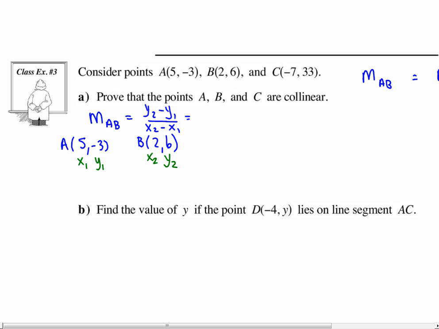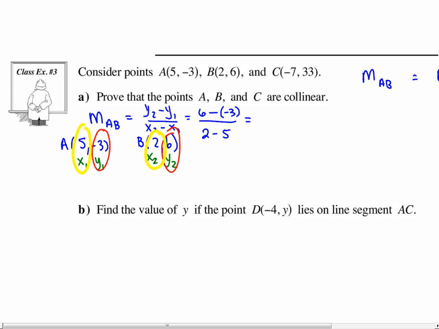So y2 would be 6, right? 6 minus y1, which is -3. So you want to put brackets in there. Divided by, so there's your y1. Now we want x2 minus x1, so 2 minus 5.